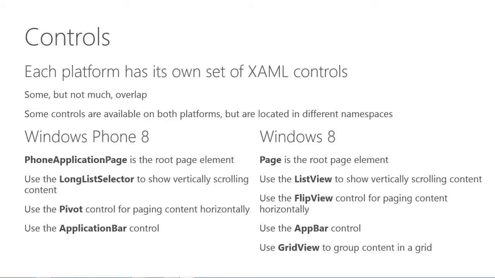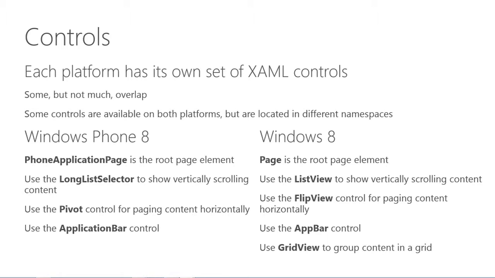As I said, each platform has its own set of XAML controls. There is some, but not much, overlap between the two. Some controls are available on both platforms, but they don't overlap. Just some examples: Windows Phone uses the PhoneApplicationPage as the root page element, and Windows 8 uses Page as the root page element. On Windows Phone 8, you use the LongListSelector to show vertical scrolling of content. On Windows 8, you use the ListView to scroll, and it actually scrolls vertically or horizontally as well.